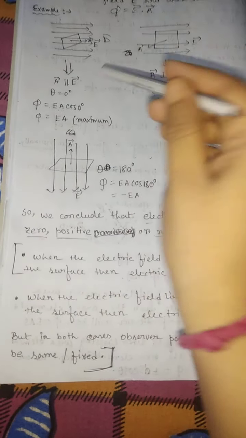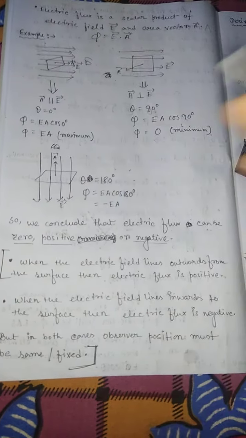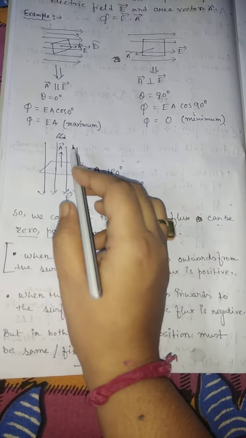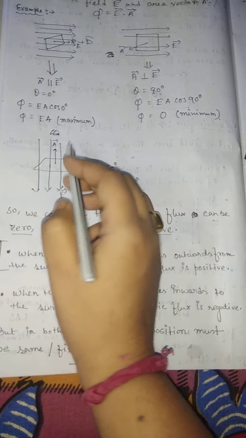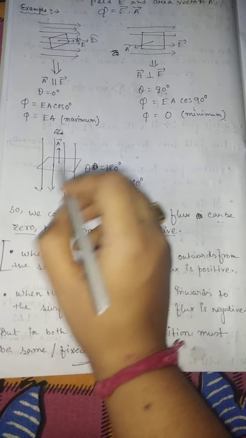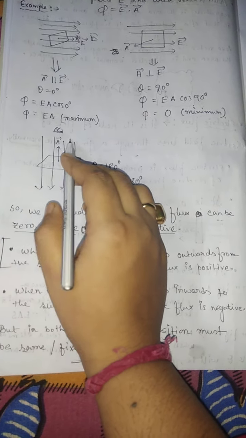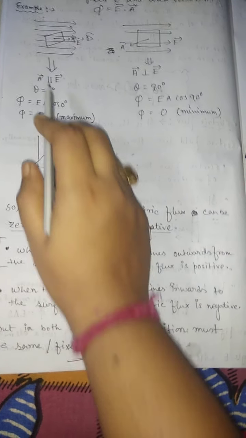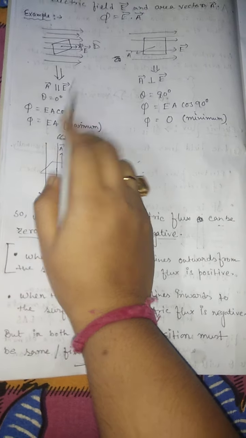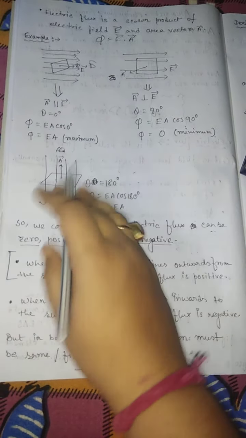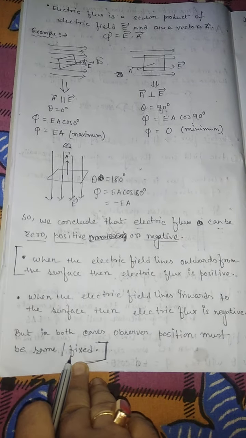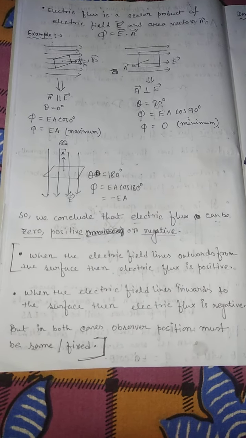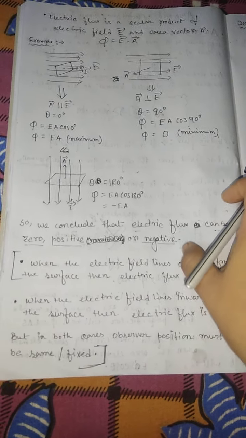For both cases, if we place it this way, the observer position is this side, the uniform electric field direction is this side, but the area vector is this side. Now the opposite case: the uniform electric field lines are this side, the observer position is also this side, so the area vector is also this side. So in that case, A is parallel to E, and in this case A is anti-parallel to E. But in these two cases, the observer position is the same or fixed, clear?